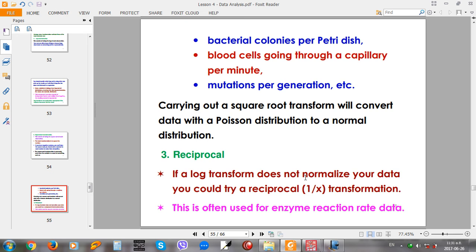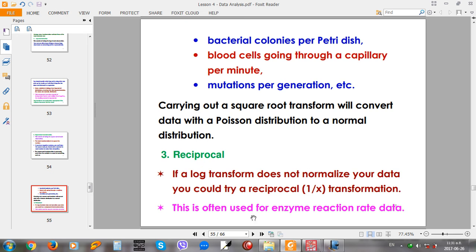Taking the reciprocal means 1 over x. The reciprocal of 5 is 1 over 5. The reciprocal of 10 is 1 over 10, right? The reciprocal of 3 over 4 is 4 over 3. Changing up and down, right? So that is the meaning of the reciprocal.